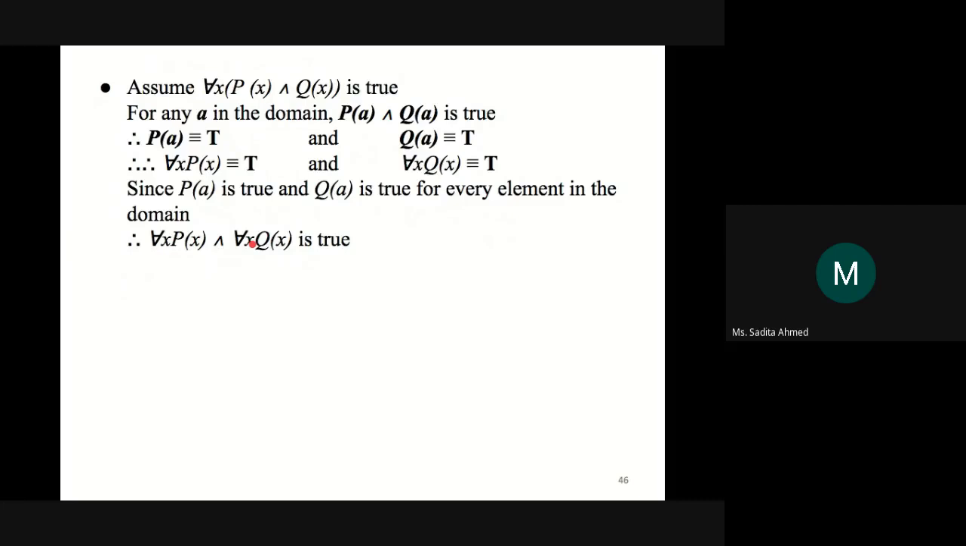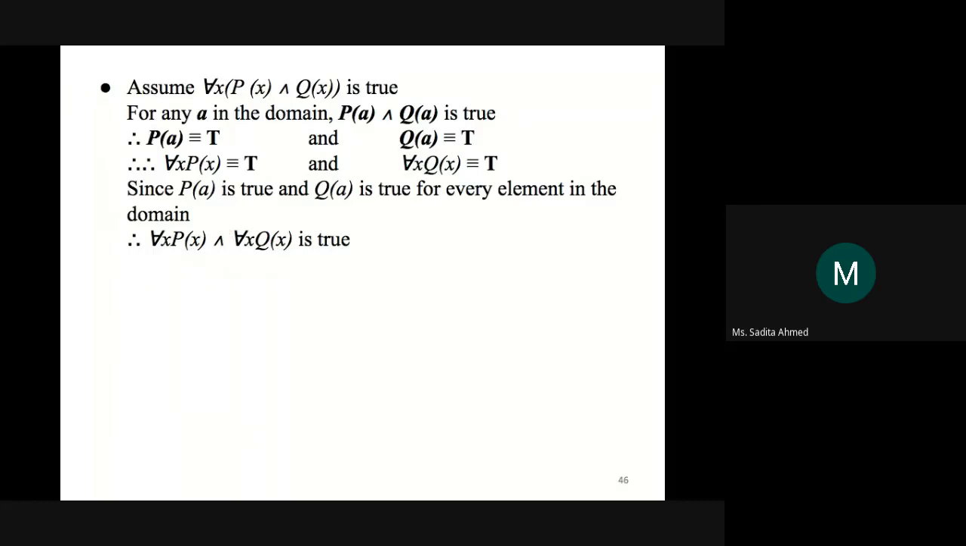Just a conditional. Again, don't get confused here. It doesn't necessarily mean that this statement is a tautology. That is, this statement will always be true. Whether this statement is true or not depends on the domain and the predicates. Here, we are assuming that this is true. And based on the assumption, we have concluded that this is also true. So this is a conditional expression, okay?